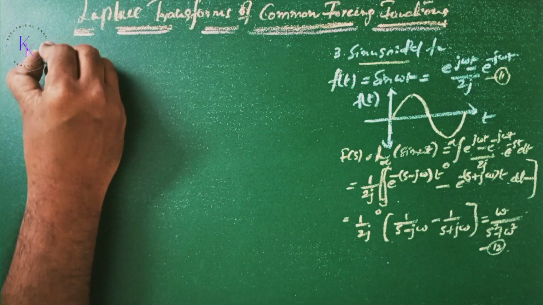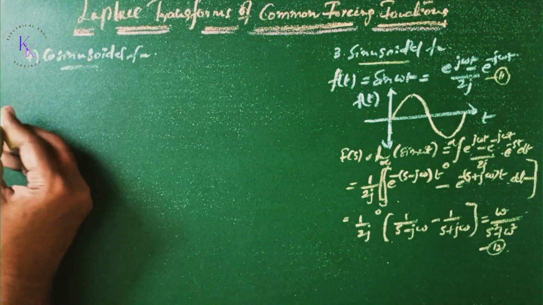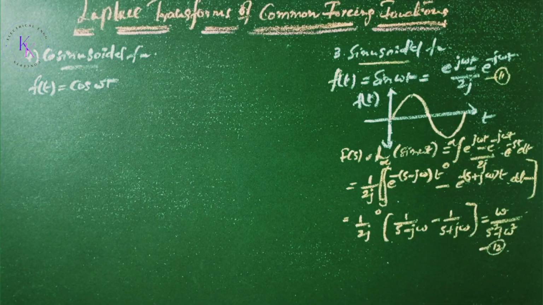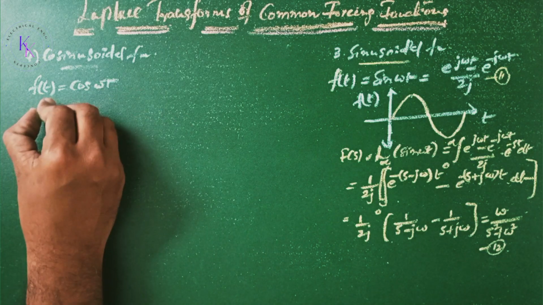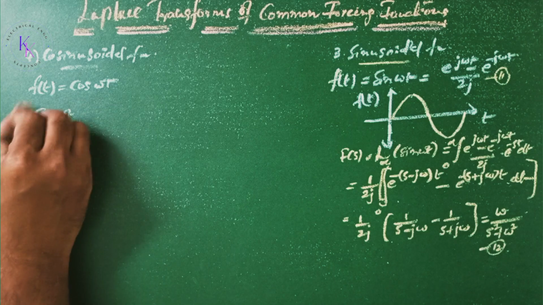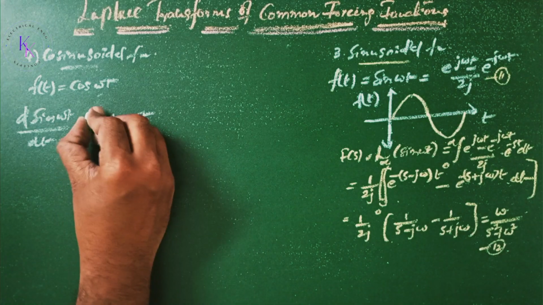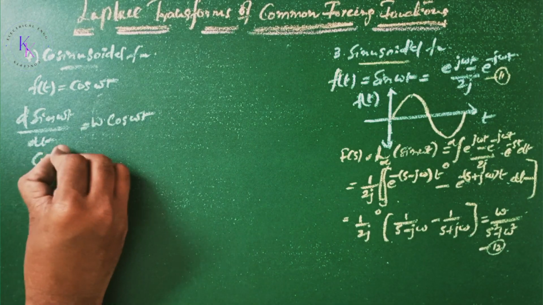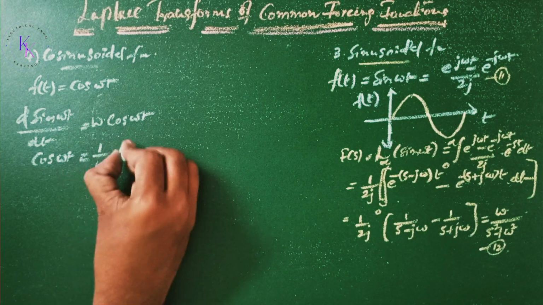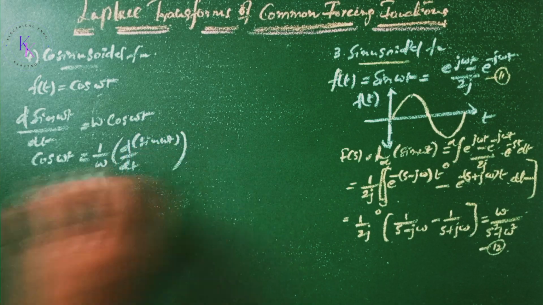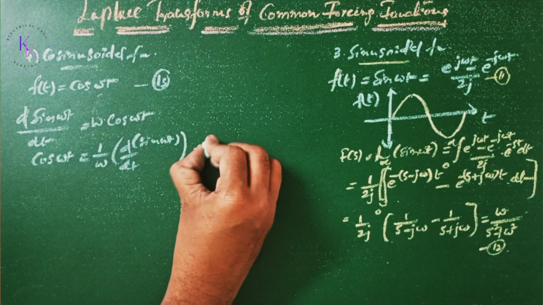The fourth one is the cosinusoidal function, which is given by f of t equals cos omega t. You can solve this by taking the exponential form, or else from the derivation of the sinusoidal function. If we have the function sine omega t, then d by dt of sine omega t is given by cos omega t times omega, from which you can write that cos omega t equals 1 by omega of d by dt of sine omega t. Let this be equation number 13 and this be 14.